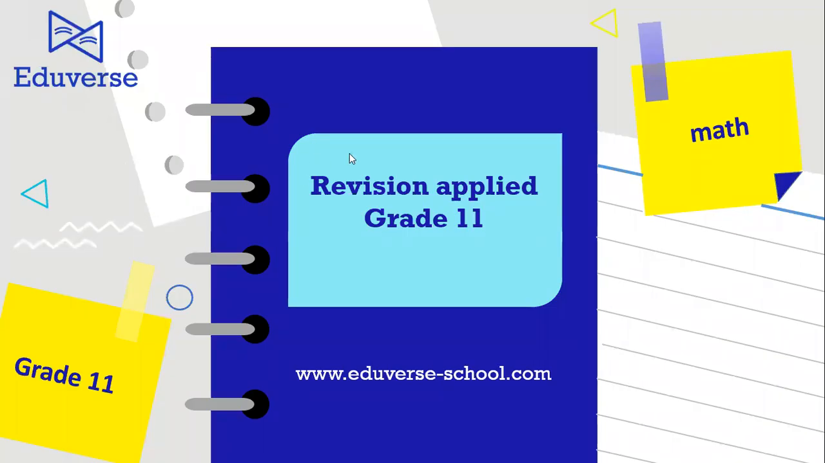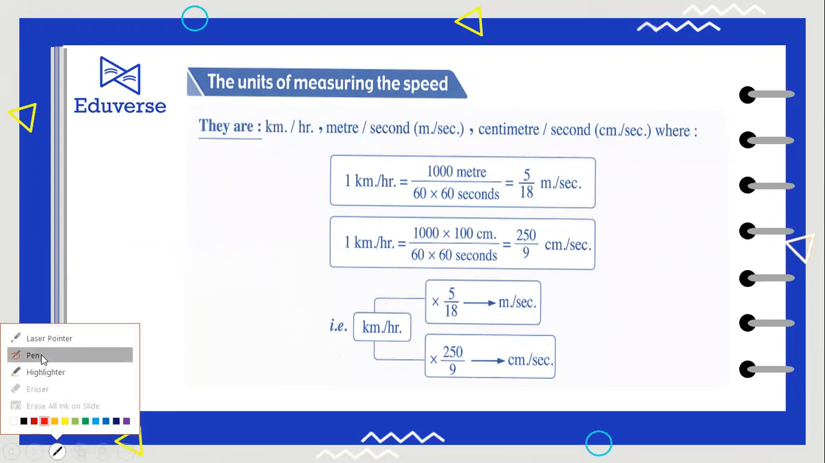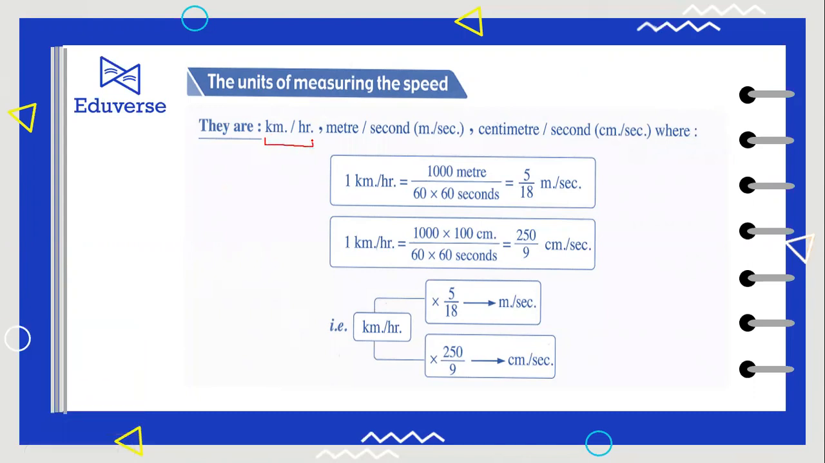Hello everybody, today we will start our revision for Applied Mathematics for grade 11, second term, starting by showing some rules in our content. Firstly, the unit measure of speed. Speed has many units of measuring, like kilometer per hour, meter per second, and centimeter per second.